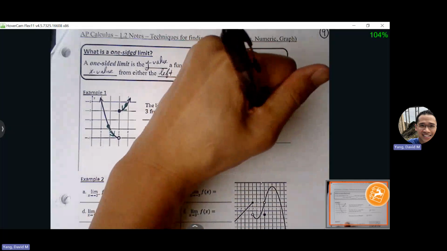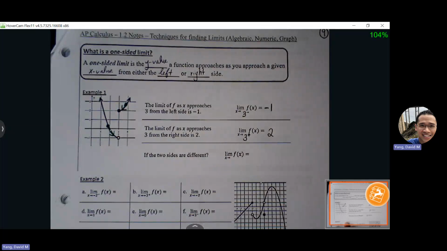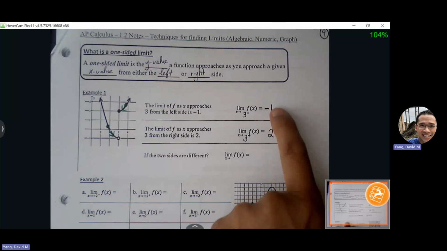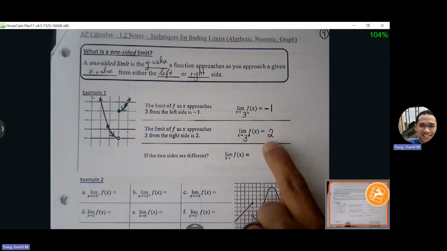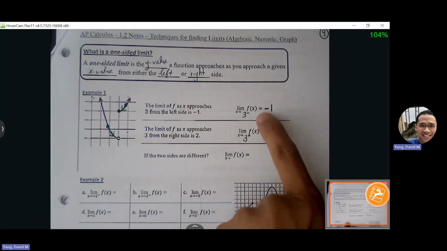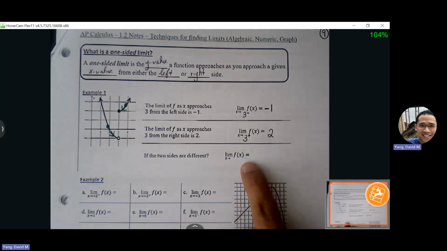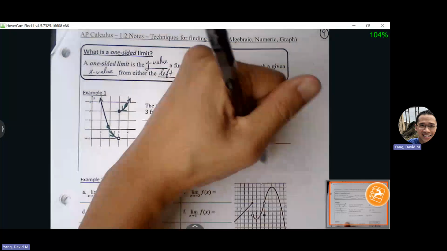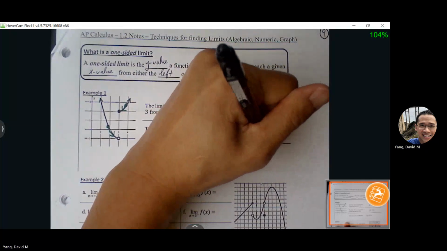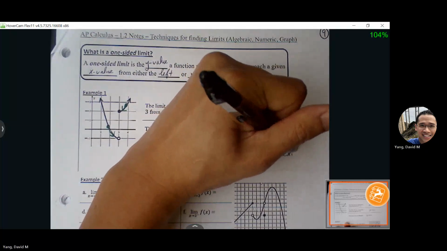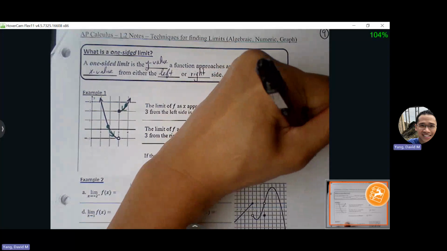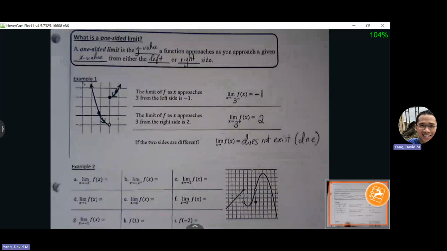2. So before, yesterday, I had a more informal way of saying, okay, look, the arrows are not headed towards the same y value. The limit doesn't exist. But now we have a more formal way of saying, okay, one side is headed towards -1. The other side is headed towards 2. The one-sided limits are not in agreement. Therefore, the limit does not exist. You can abbreviate using DNE if you want.